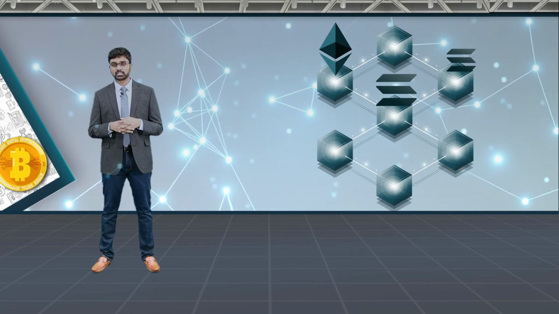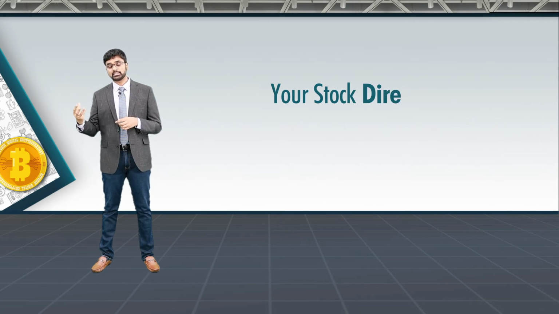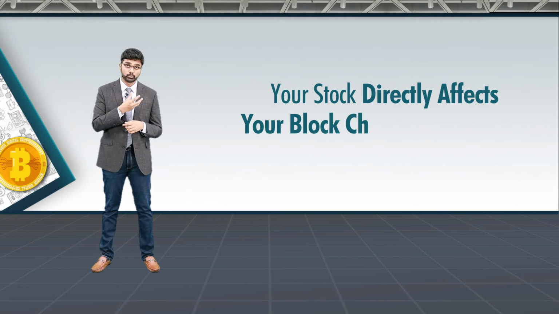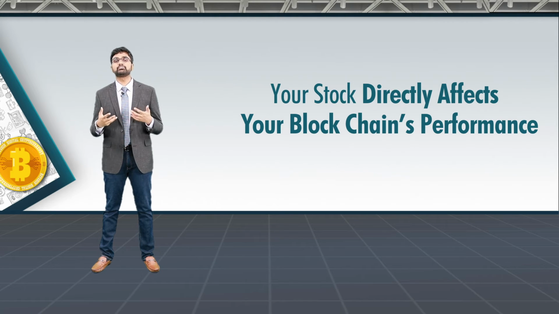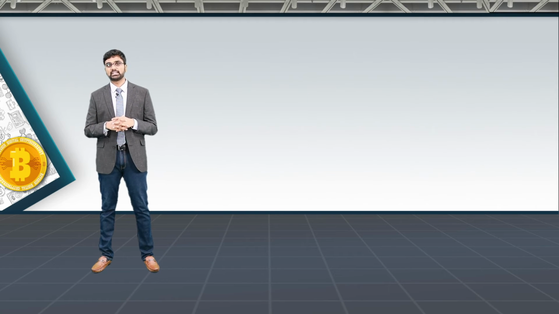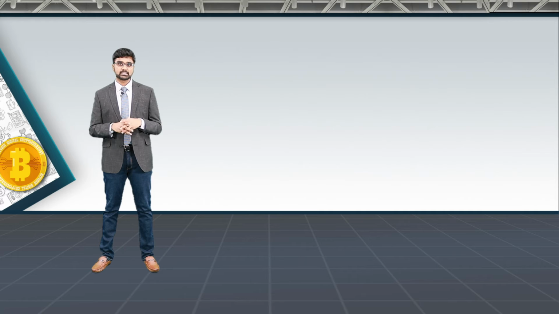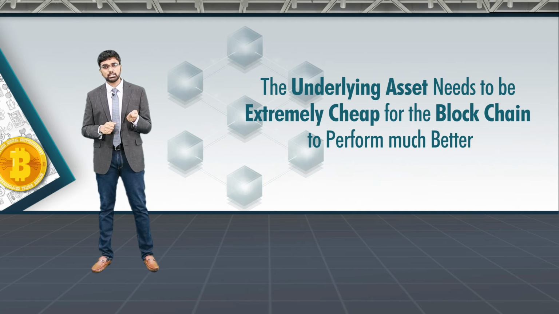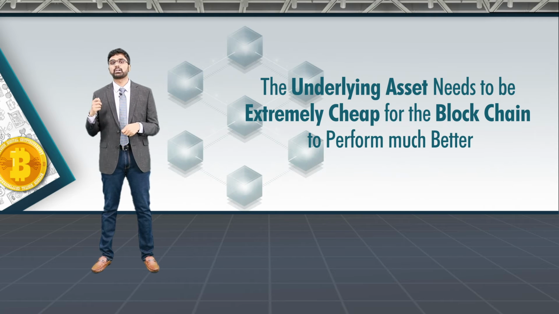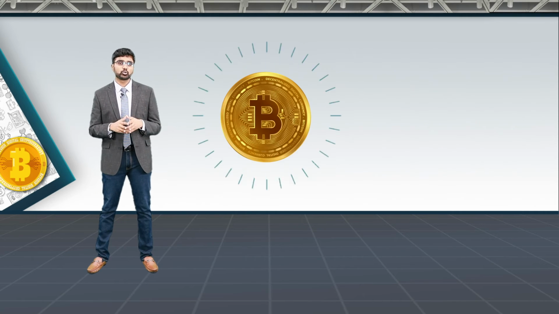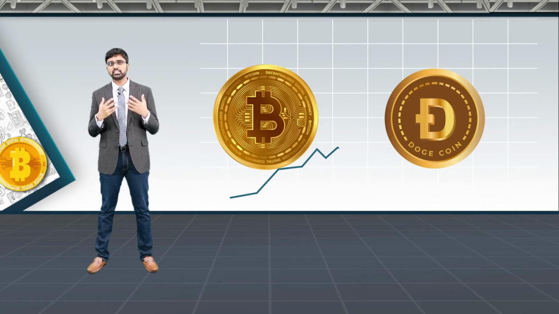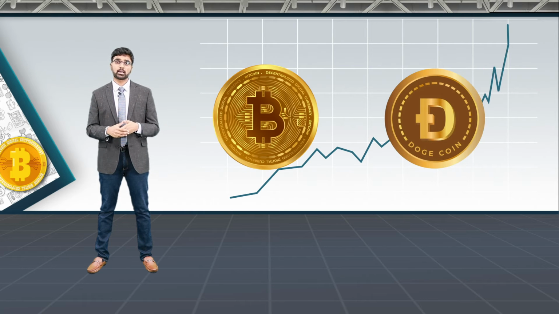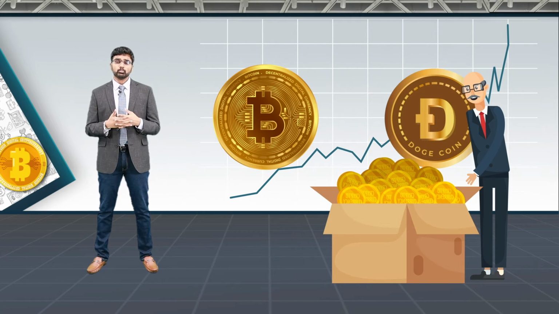In the cryptocurrency market, your stock directly affects your blockchain's performance. So the quantitative factors might not work in the case of crypto, and you should be aware of these kinds of technicalities in the future. In programmable blockchains, the underlying asset needs to be extremely cheap for the blockchain to perform much better. But in cryptocurrencies such as Bitcoin, Dogecoin, etc., the costlier the value of the currency itself becomes, the more value it gets. So more and more quantitative factors are used to try to understand.